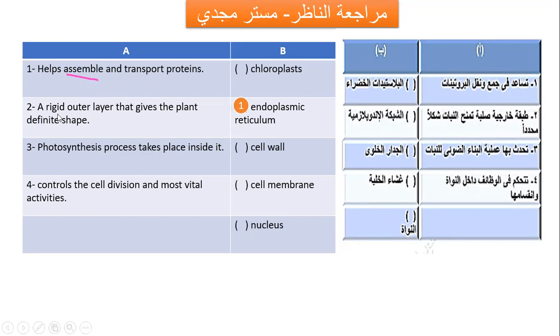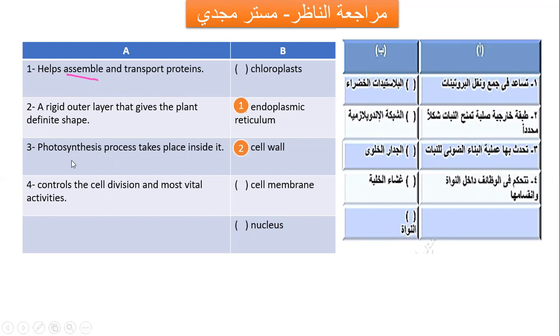Number two, a rigid, it means hard or tough, outer layer that gives the plant definite shape. So what gives the plant definite shape? Yes, we have just said it. Yes, cell wall. Cell wall, a rigid outer covering that gives the plant definite shape.